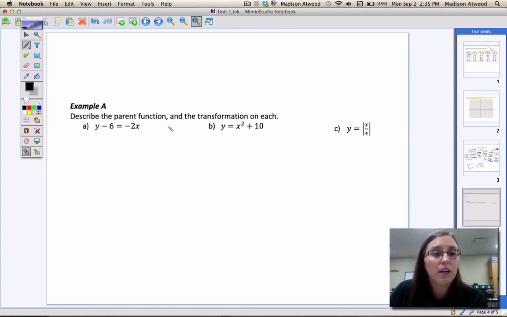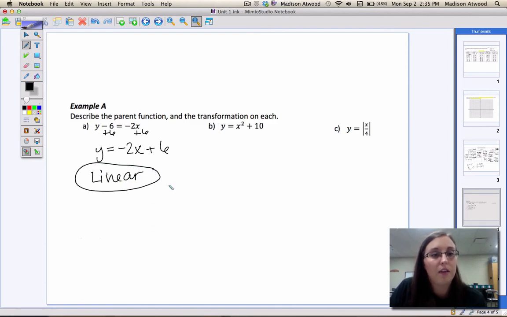All right, so we've got a few examples. First thing we need to do is decide on the parent function for each. So when I look at this first one, first thing I'm going to do is get it into a y equals. So I'm just going to add 6 to each side. And that one for sure is a linear function. We just have an x to the first power in that one, and there's nothing else in there to indicate that there's a radical or a power or an absolute value or anything like that. So that one's linear. This one has an x squared, so it's quadratic.